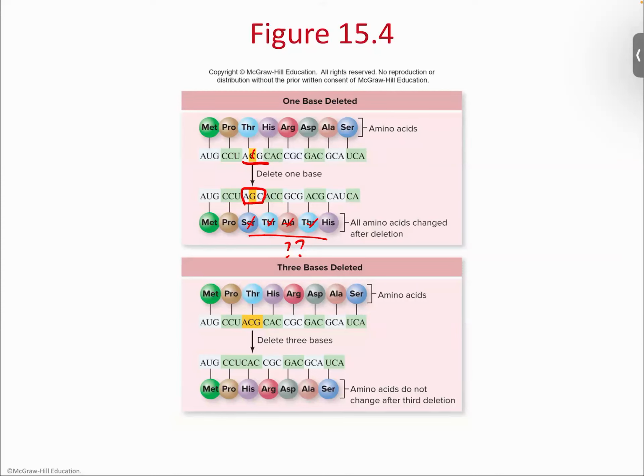If you delete 3 of them, so if we take out that entire thing, notice what happens: we remove, in this particular case, the threonine, but the histidine and everything else is still the same. So you've omitted, in this case, threonine, but you haven't shifted.